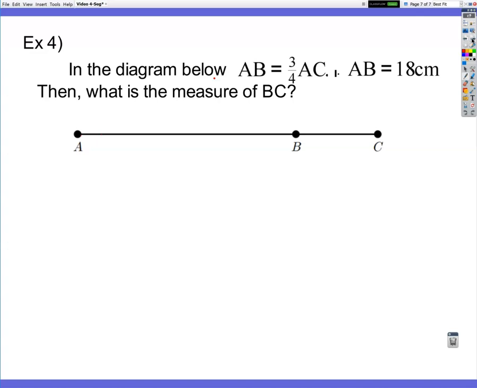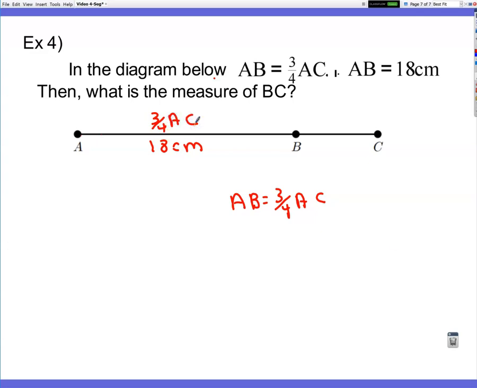So here, it says in this diagram, AB is 3/4 of AC. AB equals 18 centimeters. Well, I know this equation right here. AB is 3/4 of my entire line segment, right? And I know that this is also 18 centimeters. I know these two things. So these are two pieces of information that are talking about the same line. So what I can do in this equation is swap out the AB for what it equals. It equals 18 centimeters.